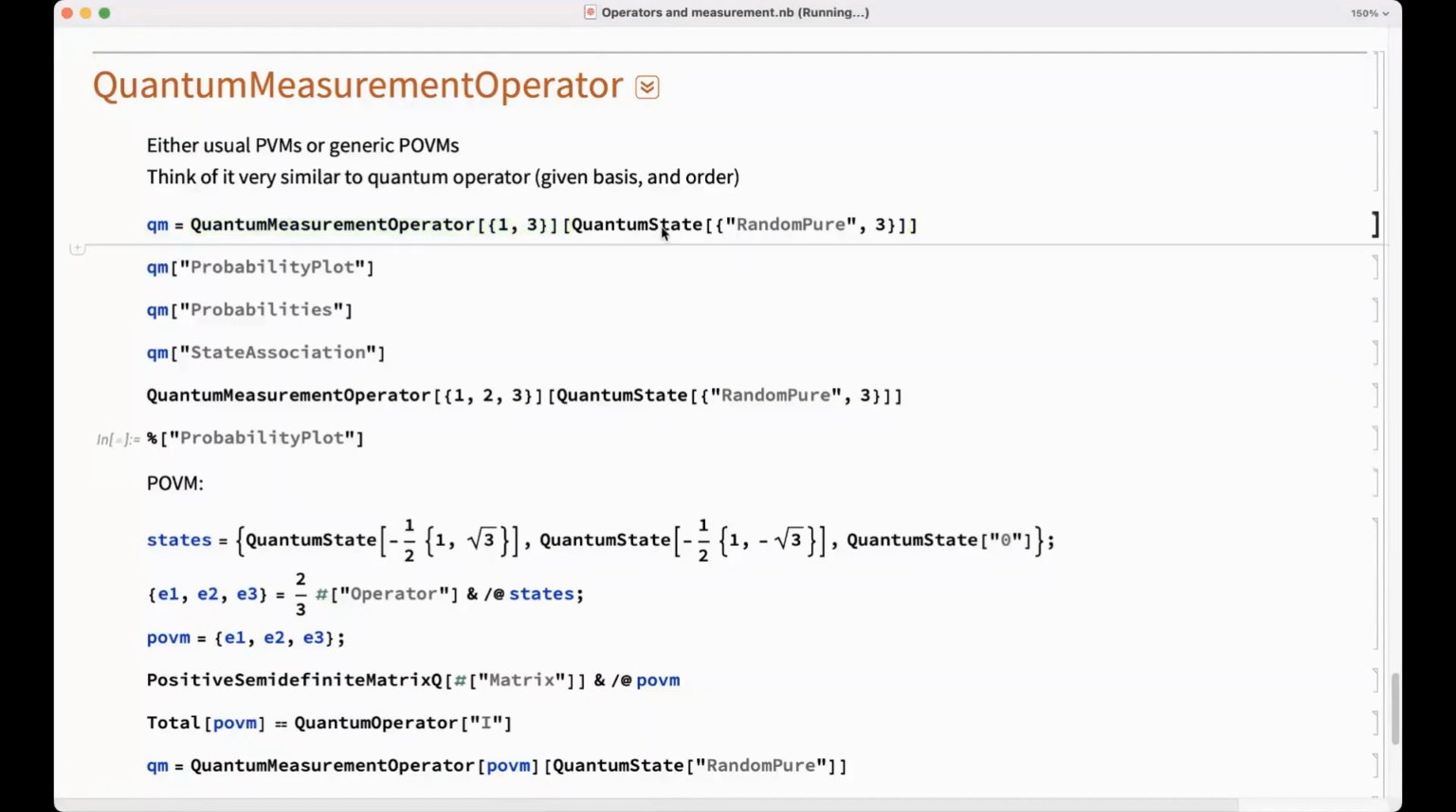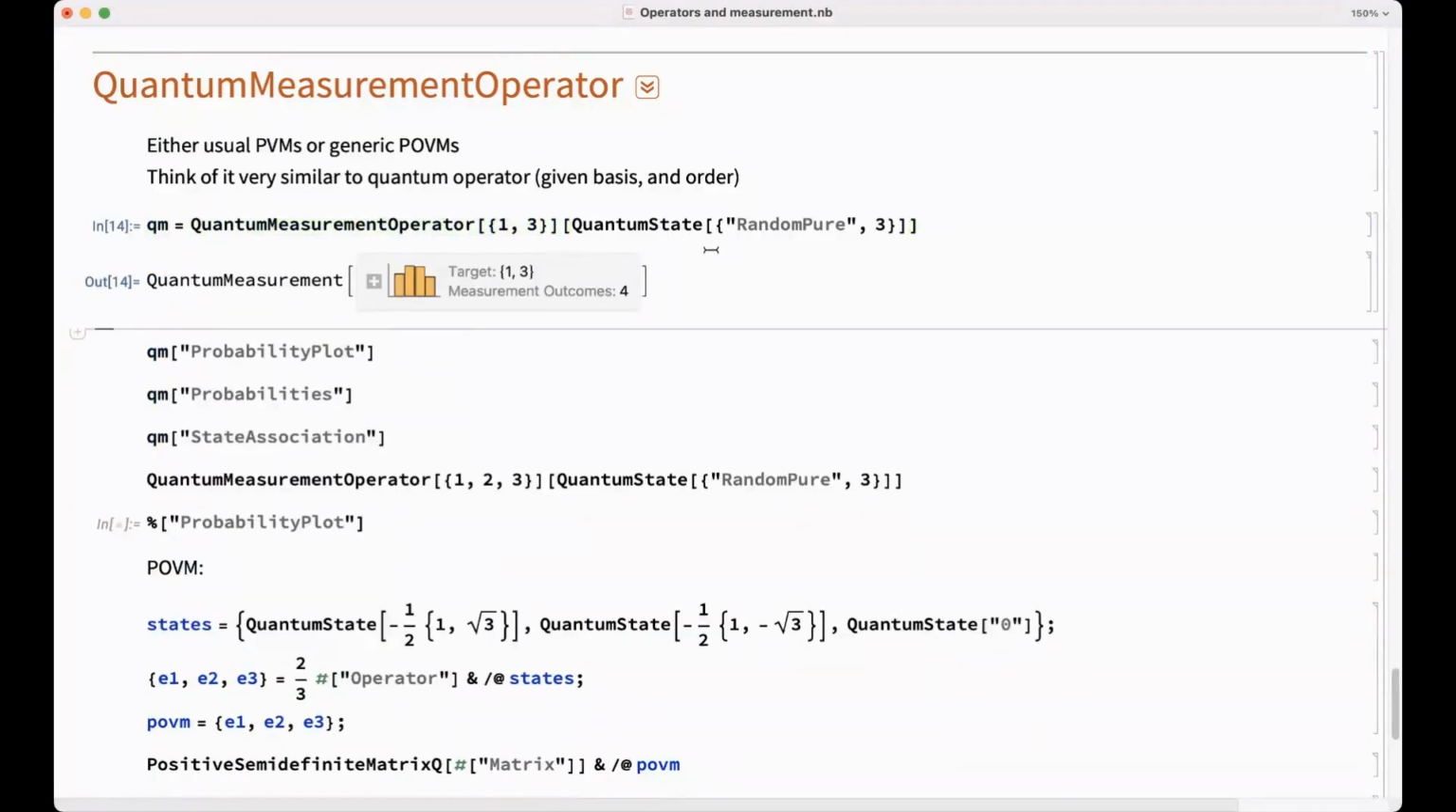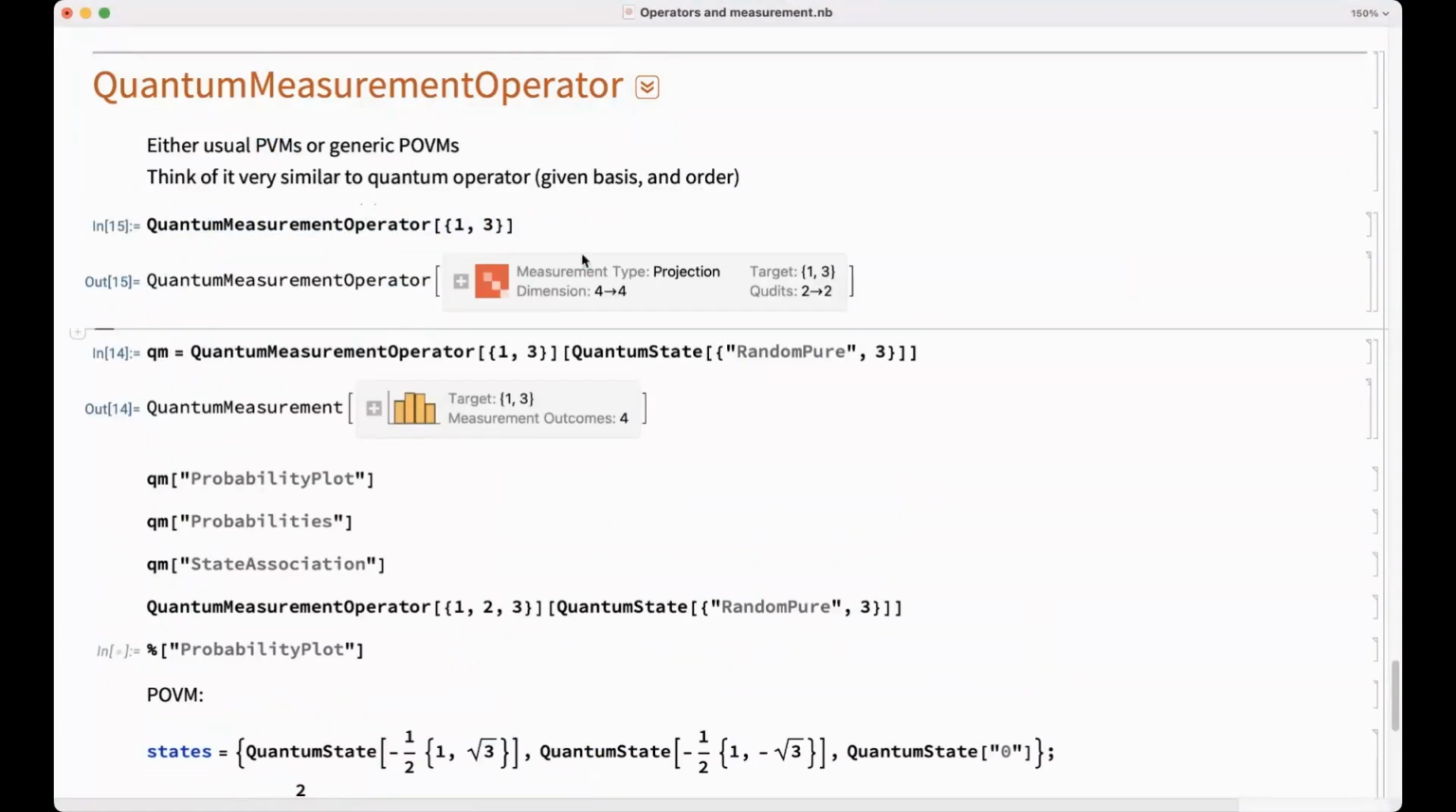But anyhow, for computational purposes, you can go with the usual projective measurements, like here. What we are doing here is measuring qubit number 1 and number 3 in the computational basis, on a random pure state of 3 qubits. So the measurement is literally just measuring 2 of the subsystems.